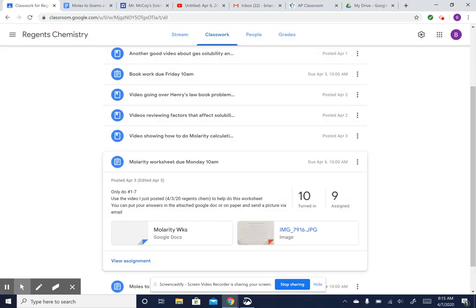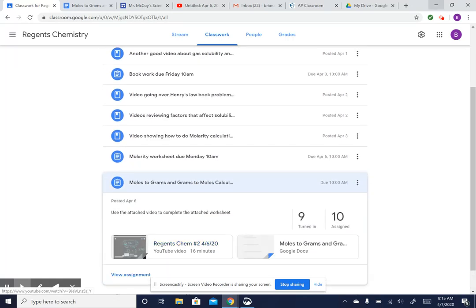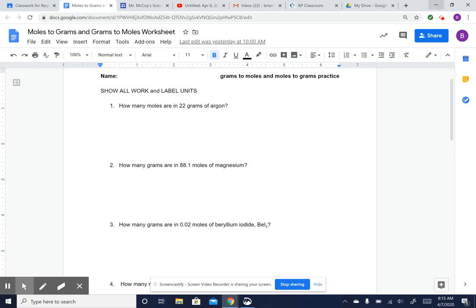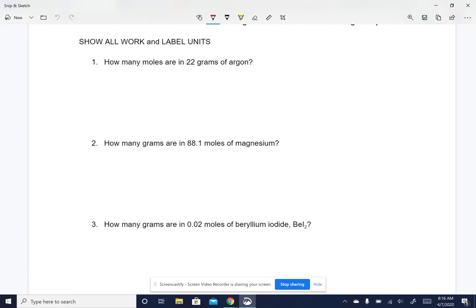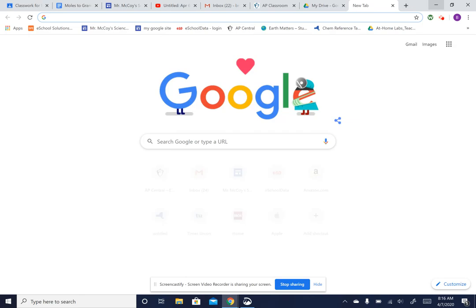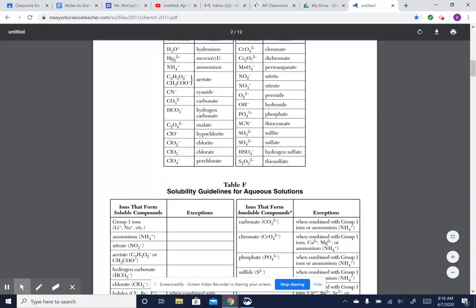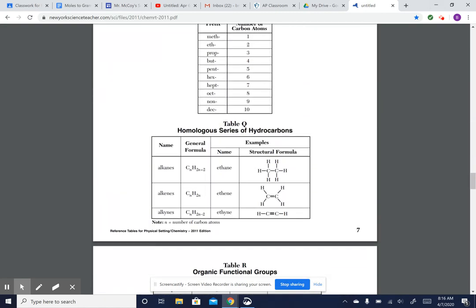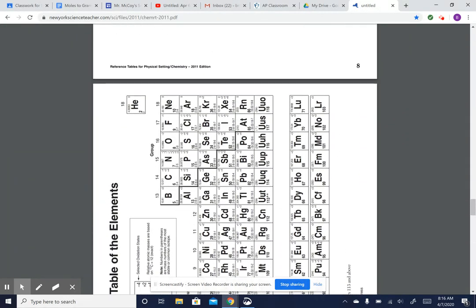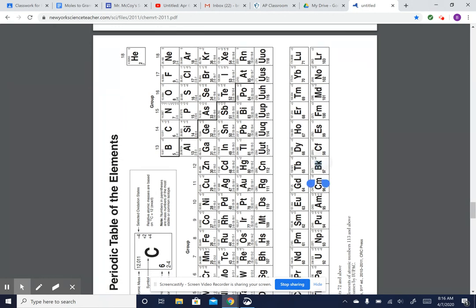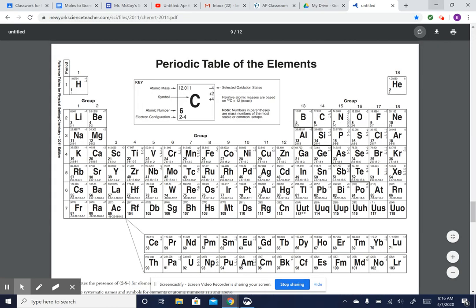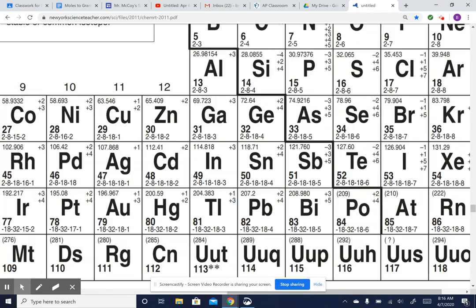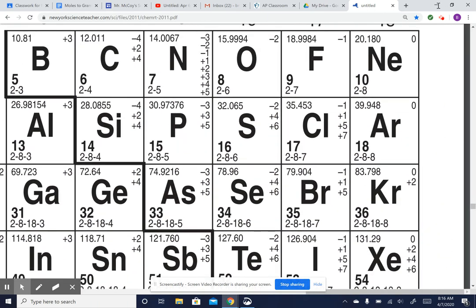So let's go back to this one here. I already took a picture of this, so I'm just going to leave this up. All right. So how many moles are in 22 grams of argon? Let me get up my reference tables, and there we go. Argon, mass number 39.948, also known as 40, and that's 40 grams per mole.